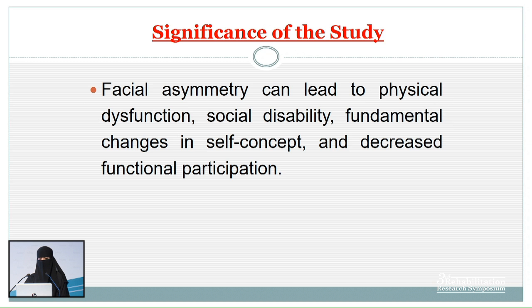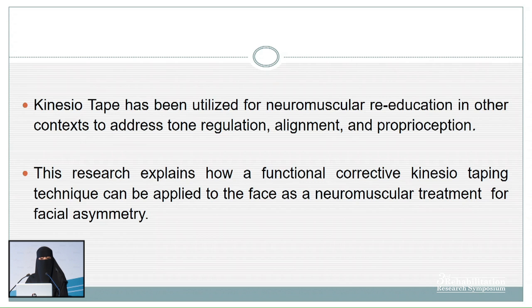Significance of the study: facial asymmetry can lead to physical dysfunction, social disability, fundamental change in self-concept, and decreased functional participation. Kinesiotape has been utilized for neuromuscular education in other contexts to address tone regulation, alignment, and proprioception. This research explains how the functional corrective kinesiotaping technique can be applied to the face as a neuromuscular treatment for facial asymmetry.